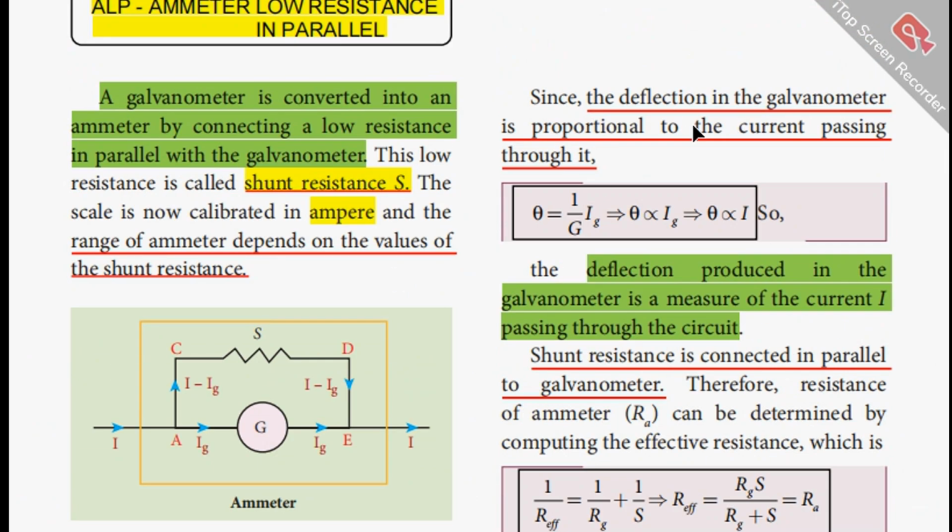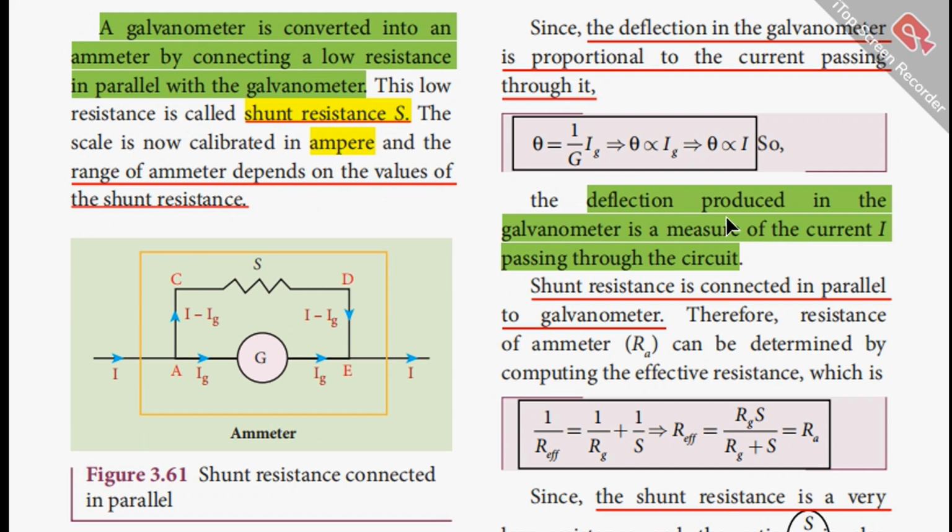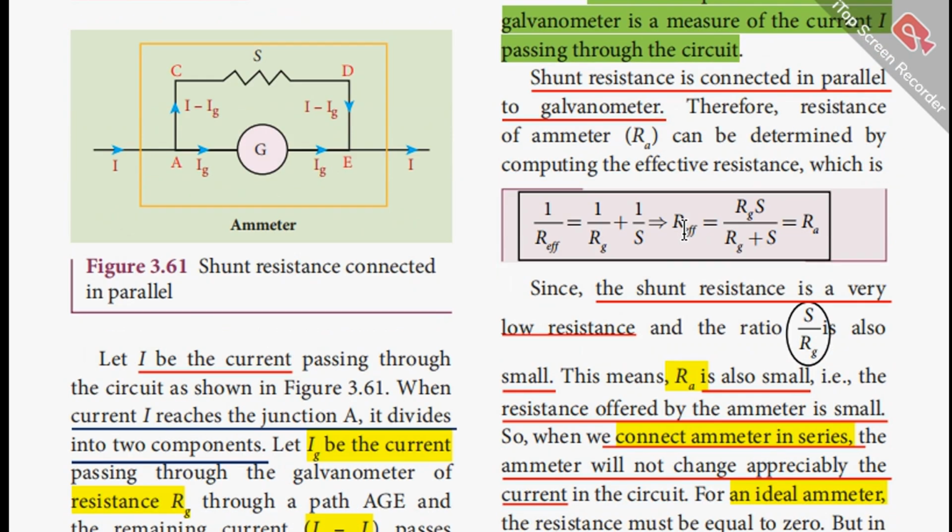Since the deflection in the galvanometer is proportional to the current passing through it, we have theta equal to 1 by G into Ig. Therefore, the deflection produced, theta, is always directly proportional to the current through the galvanometer. That means the deflection produced in the galvanometer is a measure of the current I passing through the circuit. And the shunt resistance S is connected in parallel to the galvanometer.